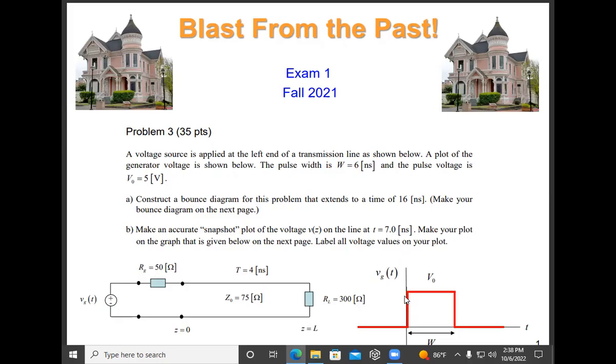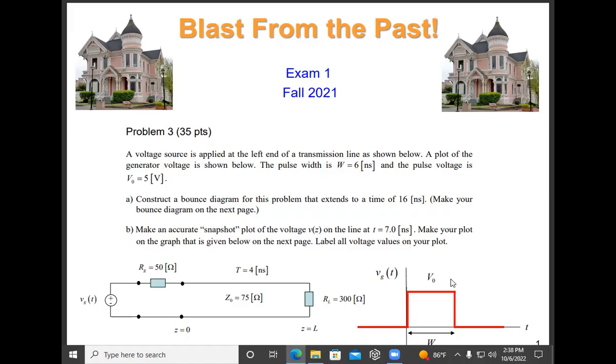Okay, now it's a rectangular pulse. So you may remember the method of dealing with a rectangular pulse. The normal bounce diagram is for a step function, just a function that looks like this. It comes up to V0 and stays at V0, right? So to get the rectangular pulse, remember the trick? We make 2 bounce diagrams and we subtract.